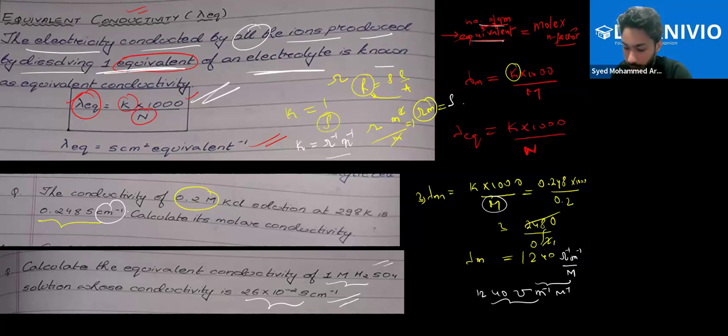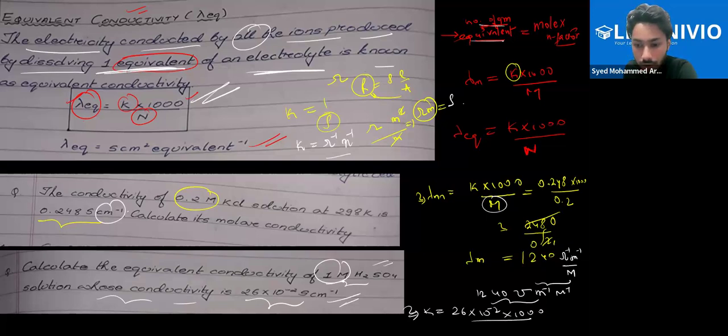260 Siemens. Concentration is 1, and whose conductivity is this? So conductivity kappa is 26 multiplied by 10 to the power of minus 2, multiplied by 1000 divided by 1 mole. If you multiply this here, 20 and 20 gone, 260 is your answer. Correct. Next question.